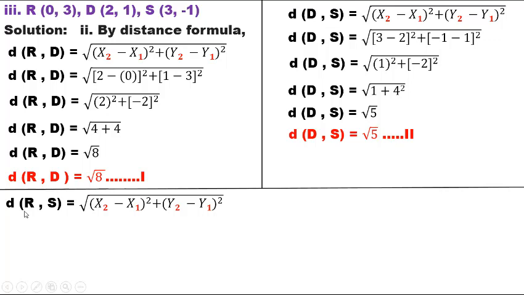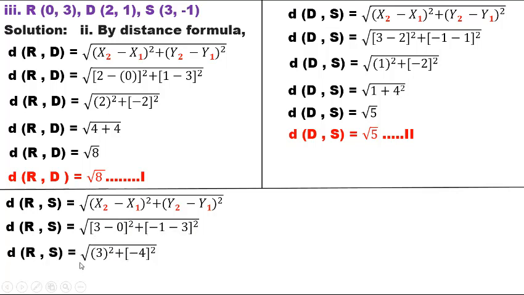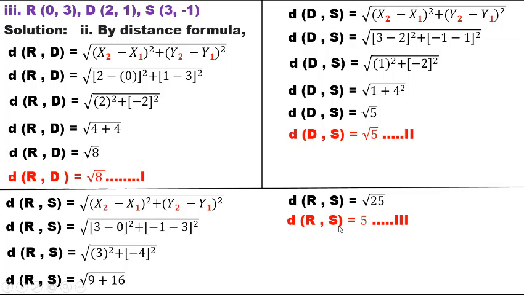And the third one, the distance between the R and S, we calculate it by assuming that the coordinate of the R is x1, y1 and the coordinate of the S is x2, y2. By putting the value into the distance formula, we get under root of 3 minus 0 square plus minus 1 minus 3 bracket square. By solving it, we get under root of 3 square plus minus 4 square, means under root of 9 plus 16, means under root of 25, and distance between the R and S is equal to 5. This is called equation third.